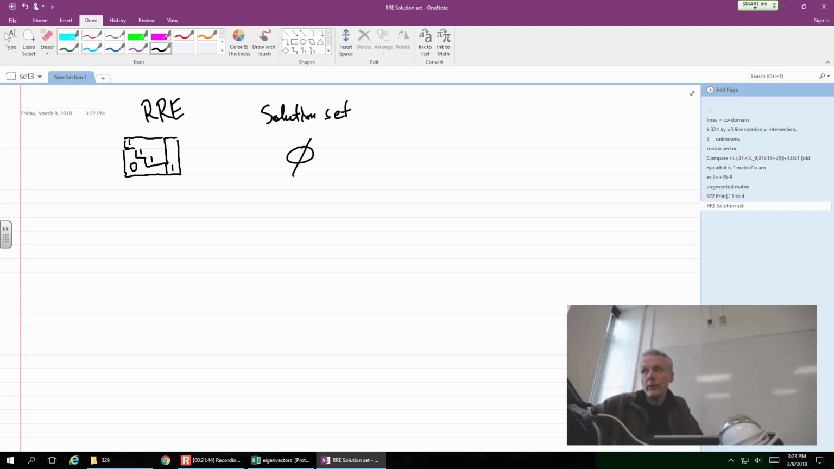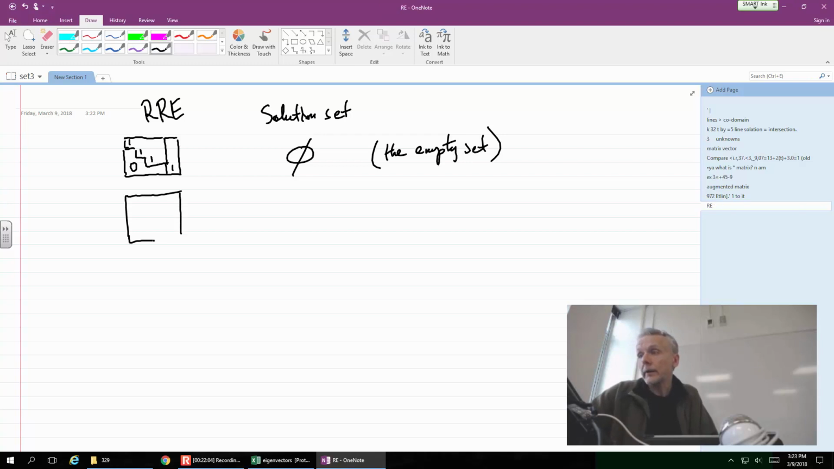Are you familiar with this symbol? The empty set. When we want to say that there's no solution, that's what we use. Now, if I take this and add a leading 1, and it doesn't really matter what happens elsewhere, like 1, 1, 1, I need another 1, like this. Same thing, except I have a leading 1 now at the bottom.